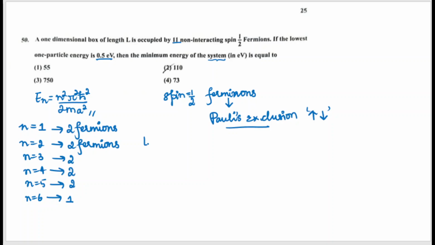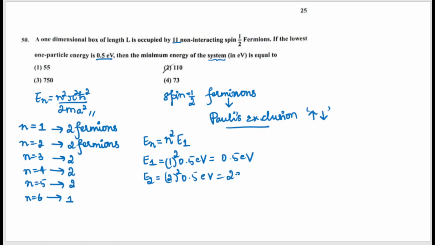Now the energy En can be found by the formula. Everything else is constant, and it depends on n squared into E1, that is the initial energy. If I place n equal to 1, it will be 1 squared into E1, which is 0.5 electron volt. Like that, if I keep n equal to 2, 2 squared into 0.5 electron volt, the value will be 2 electron volt.